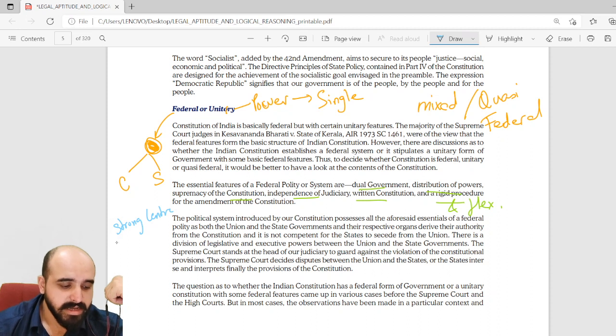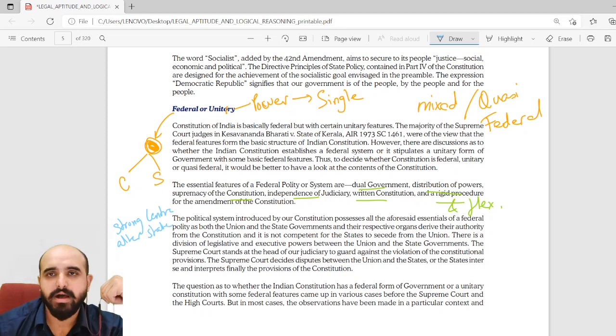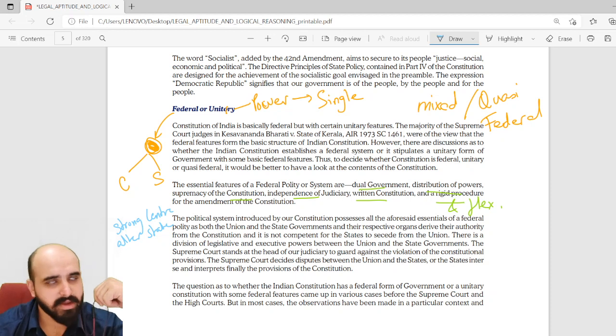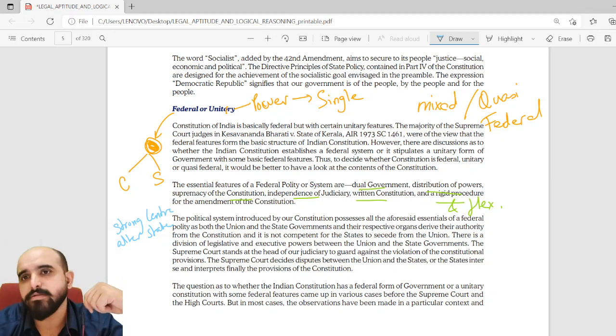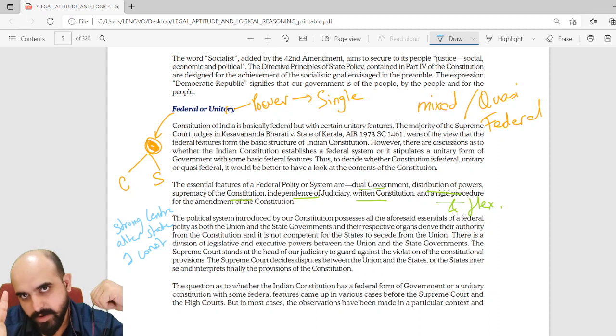Second is, states are not indestructible, meaning you can alter states. Of course, Andhra Pradesh, Telangana, we can alter states. This is a unitary feature because only the center is all powerful. And we have a single constitution, one constitution that governs the entire country, one written constitution.